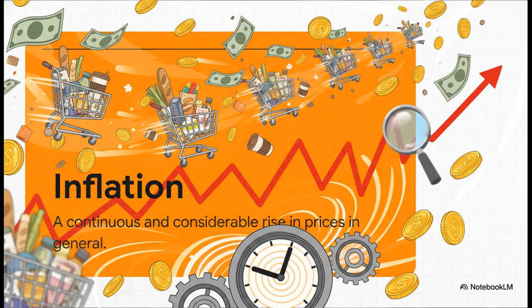Now, I want you to notice those two specific words, continuous and considerable. This is absolutely crucial. A one-time jump in the price of coffee because of a bad harvest, that's not inflation. A tiny, barely noticeable uptick in prices isn't really the macroeconomic inflation we worry about either. We're talking about an ongoing, significant process that affects prices across the board, in general. It's a neutral, objective definition of an economic process.